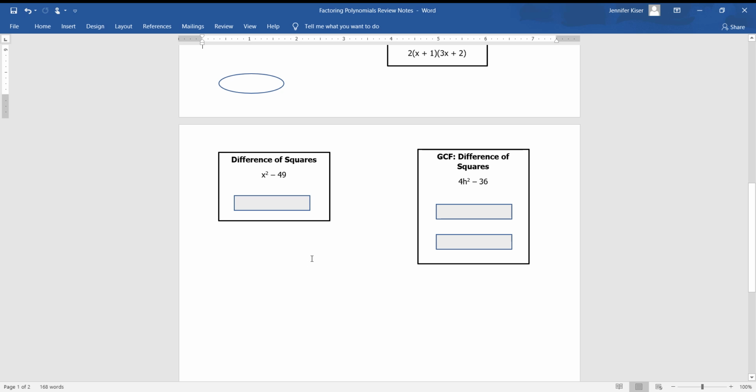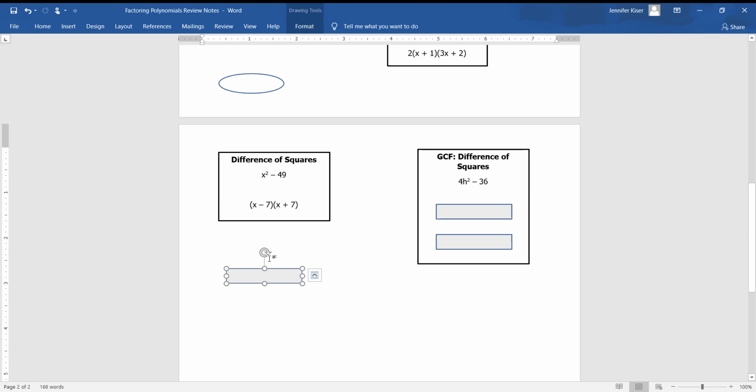And remember, for the difference of squares, that's where your parentheses match, except one will have a plus and one will have a minus. So one of these will be x plus 7, and then your other one will be x minus 7. And it doesn't really matter which comes first there.